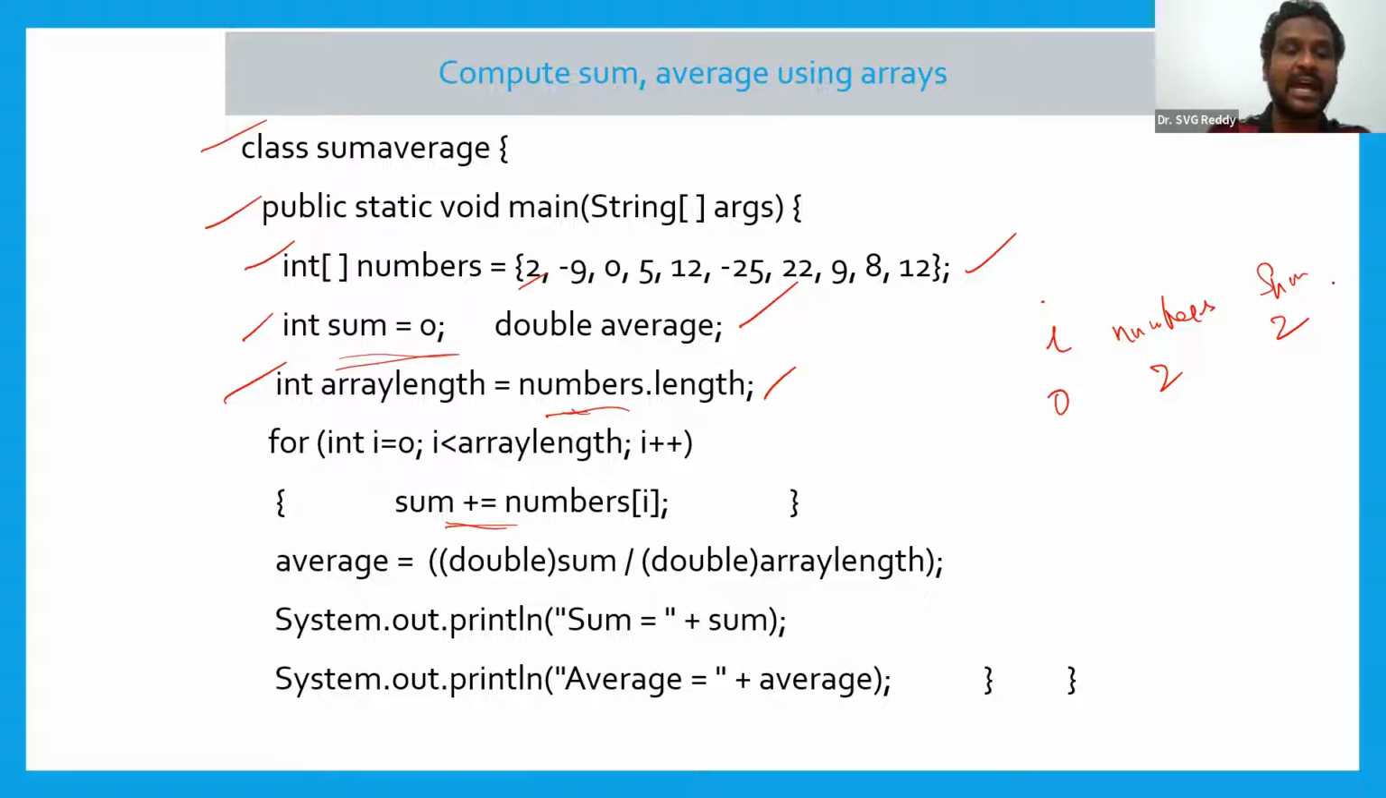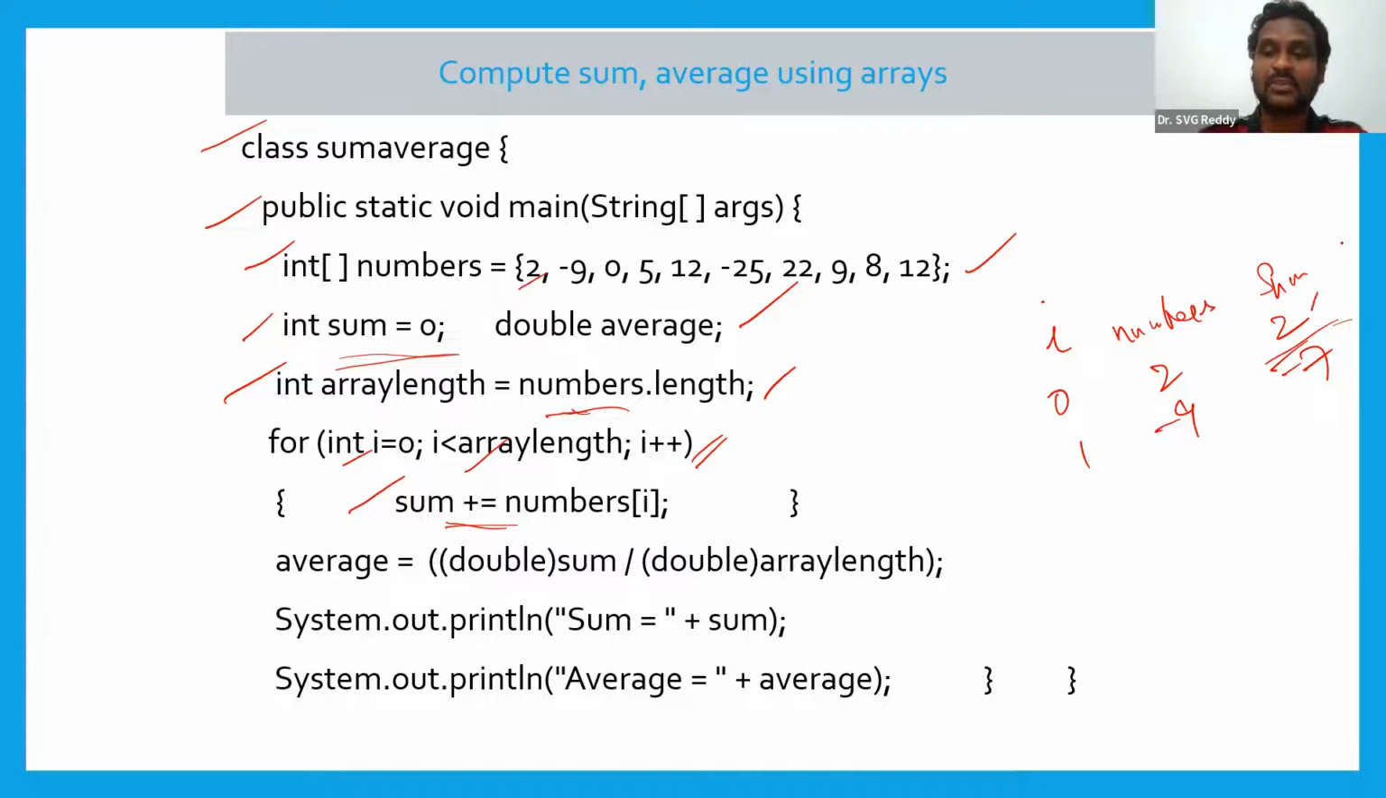So first of all, i is initialized to 0. 0 less than array length 10 is true. So first this is executed, then this is executed, and it enters the body, which gives sum is equal to 2. Then i is incremented to 1. 1 is less than 10, yes, that's true. Again, what is numbers of i now? Which is minus 9.